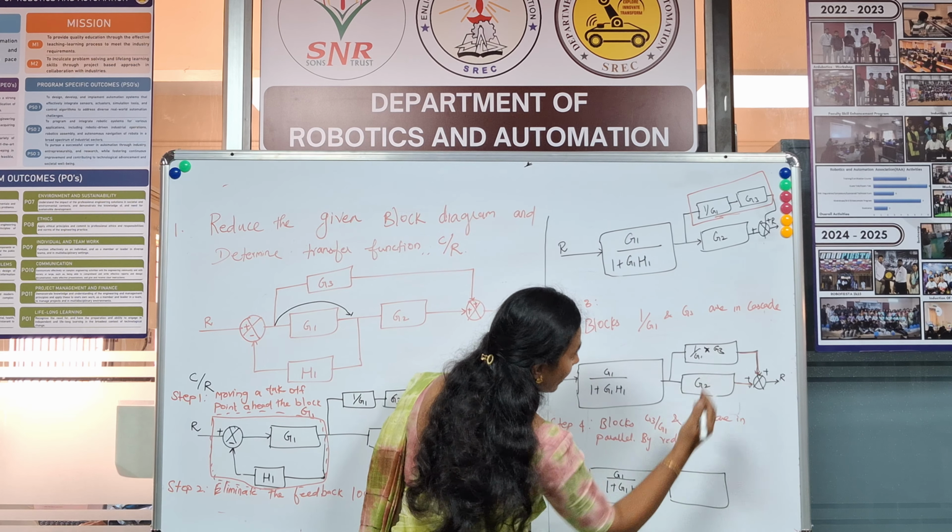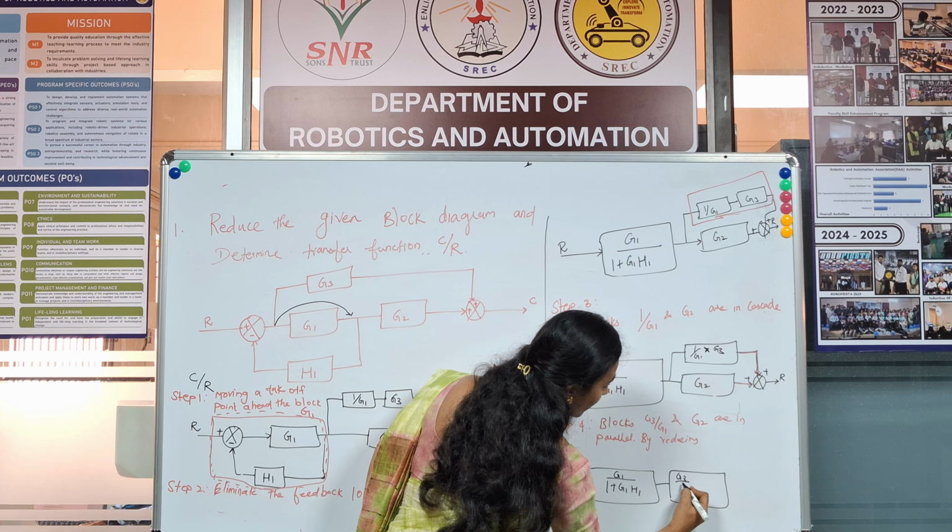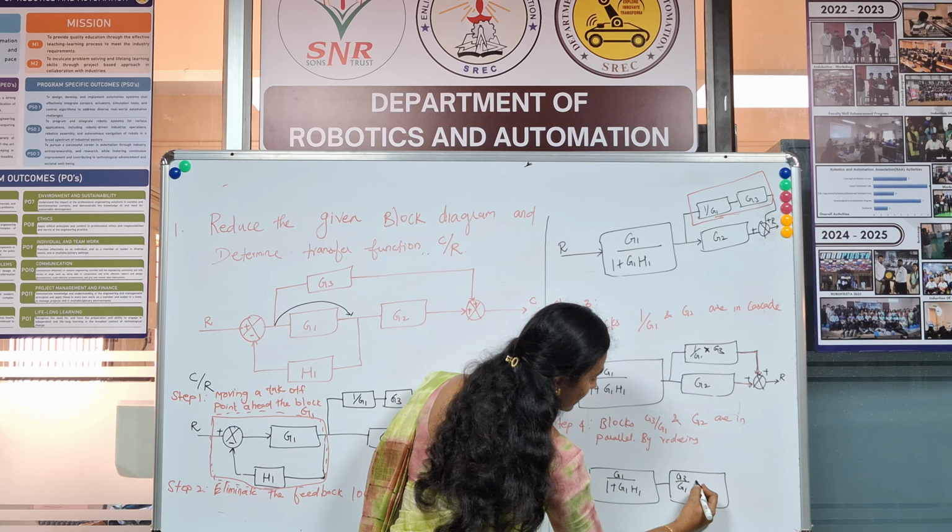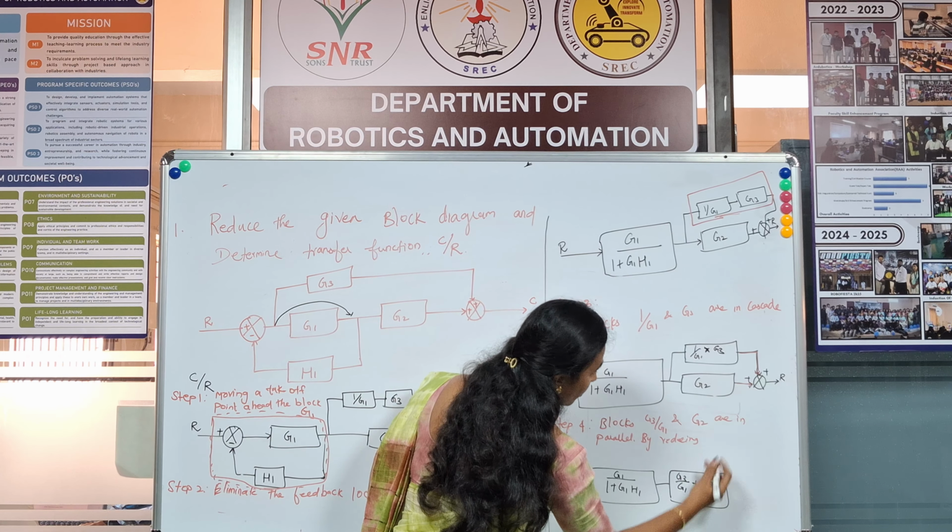This block value is nothing but G3 divided by G1, plus G2. You have to add, so here also plus, here also plus. In case you have a negative here, you need to put a minus. But we have only positive, so I have included the plus value. So this is your R, and this is your next value.